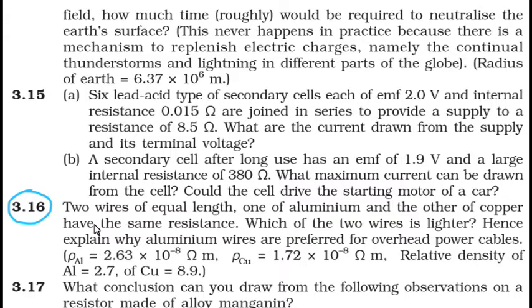Rho aluminium is equal to 2.63 into 10 to the power minus 8 ohm meter. Rho copper is equal to 1.72 into 10 to the power minus 8 ohm meter. Relative density of aluminium is 2.7 and of copper is 8.9. Let us see the solution.